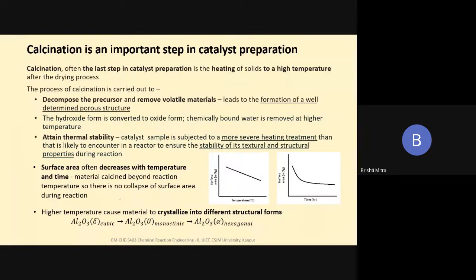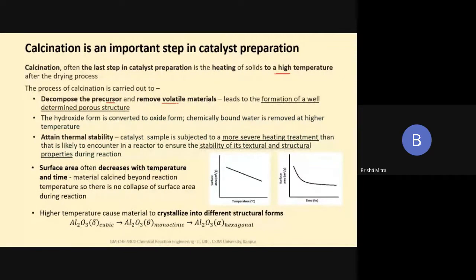Before going into the next preparation method, sol gel formation, I just wanted to stress a little on this calcination step. The last step that we talked about, taking it up to high temperatures, is known as calcination. Calcination is often the last step in catalyst preparation and is the heating of solids to a very high temperature after the drying process. The process of calcination is carried out to decompose the precursor and remove volatile materials.